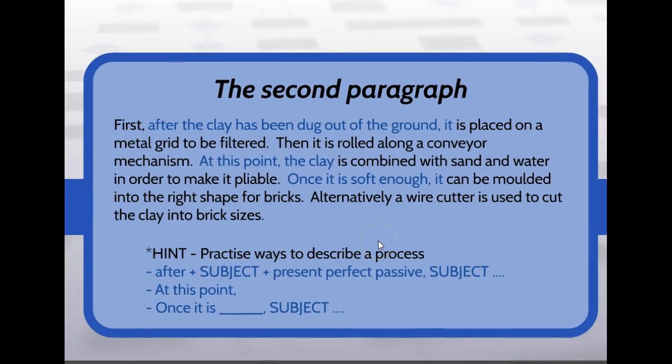Okay, then the second paragraph. As you read this, I want you to pay attention to the ways to describe a process. And then when you finish this video, you should go and find another process, another flowchart, and try to use them. After something has been, past participle, there's a comma, and there's the subject of the sentence. After the clay has been dug out of the ground, it is placed on a metal grid to be filtered.